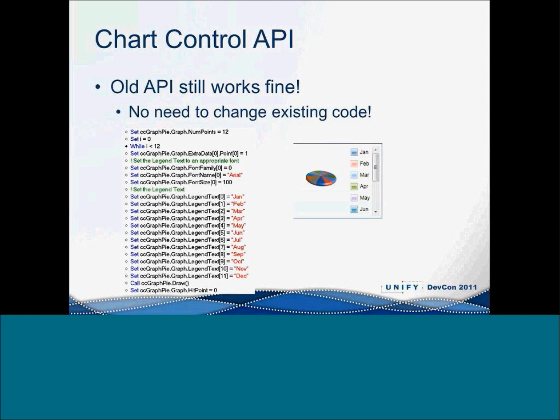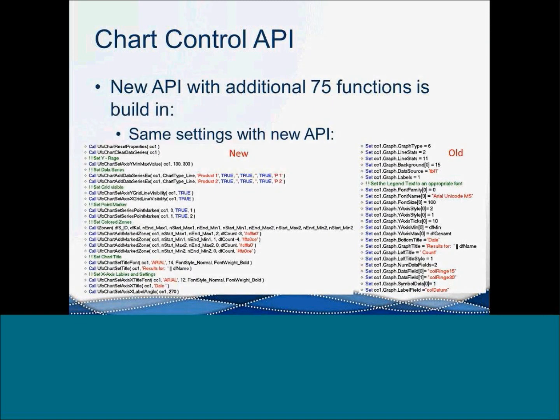So here's a special one-to-one display of the new charting API next to the old one. On the left-hand side, you can see the new charting API. That means we have UFC chart calls, and we add data series. We can set grid line visibilities. We can set point markers for each data set. We can add a marked zone, which is pretty new inside this charting control. I want to display it and I want to dim it later on. Also, I can set title fonts. I can set titles and so on.